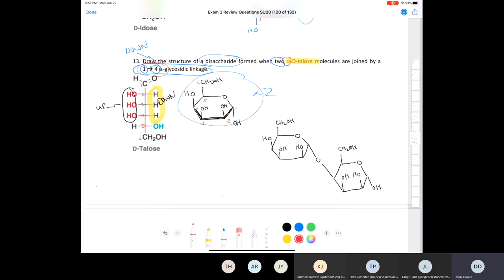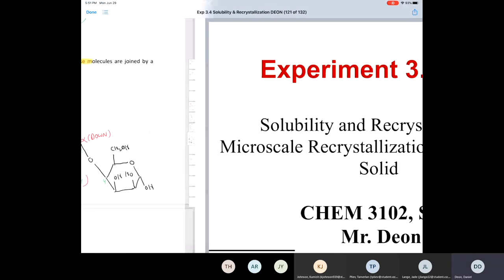I know I've written it kind of funny here. It says 1,4 alpha, but you get it's the same thing. So alpha 1,4, right? Alpha, because this is pointing down. And 1,4, let me help out even more. The 1,4 comes from carbon 1 and carbon 4, like that. And that's our disaccharide formed from two molecules of alpha D-talose linked together with a 1,4 alpha or an alpha 1,4, same thing, glycosidic bond.